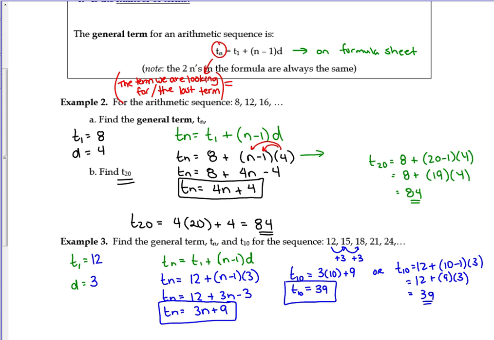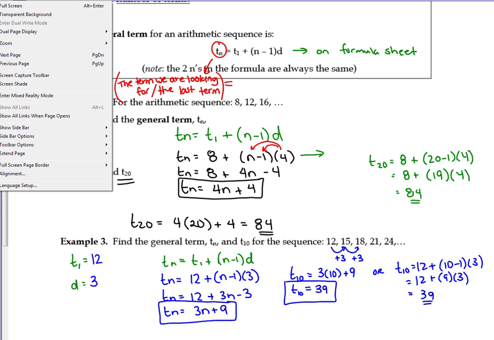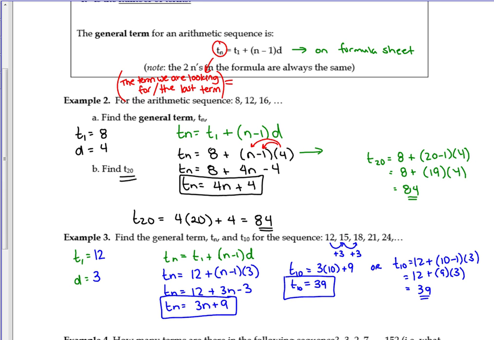Can you read that? Make it a little bigger. I don't know how big. Nope.